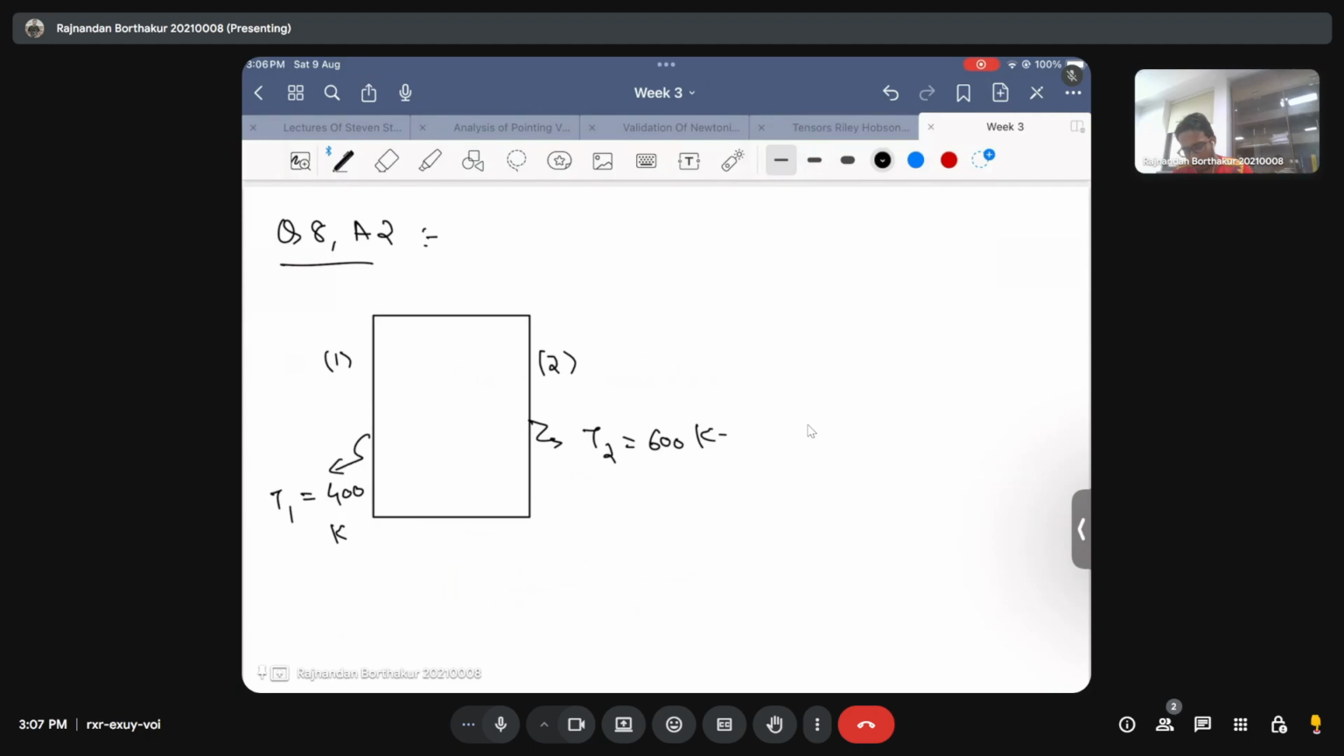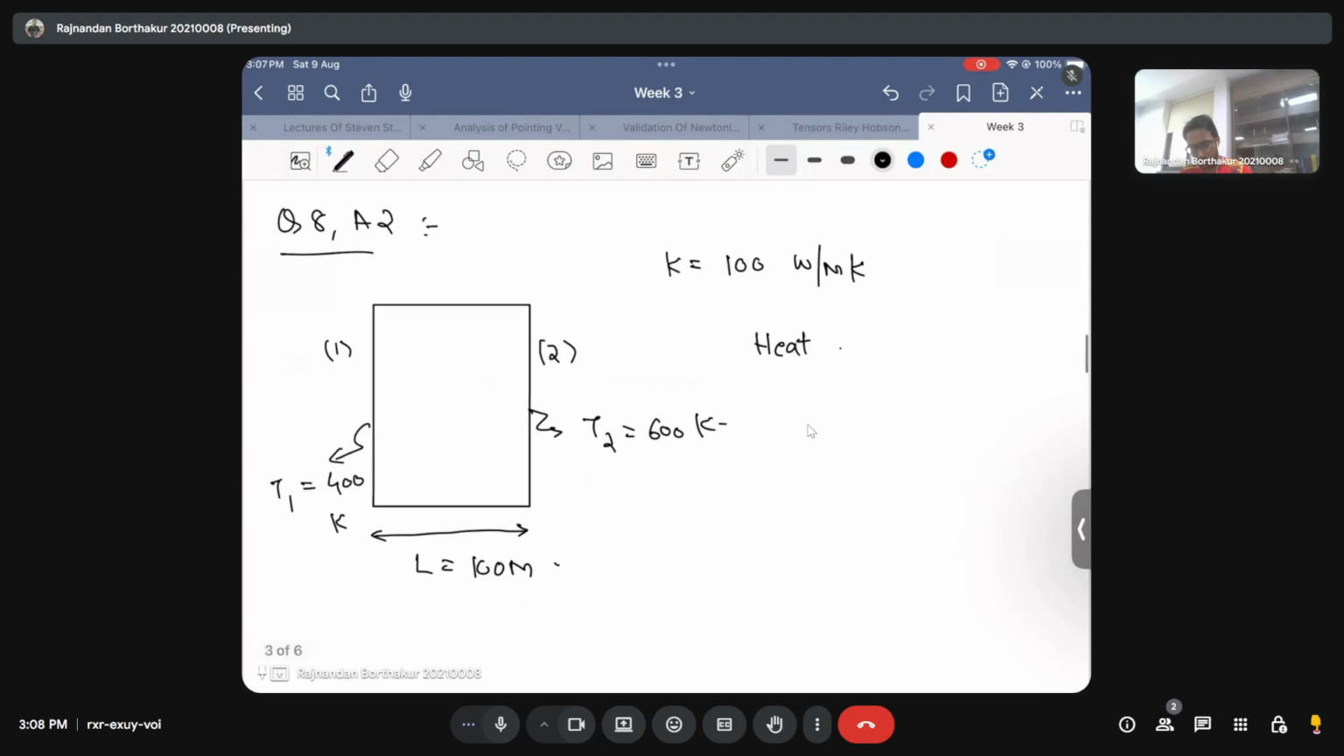And it was given that the thermal conductivity of the material is, I think, 100. So K was given to be equal to 100 watt per meter Kelvin. And the thickness of this material, that is the length, is given to be equal to 100 mm. It's a simple question. They just ask us to evaluate what will be the heat flux in this scenario.